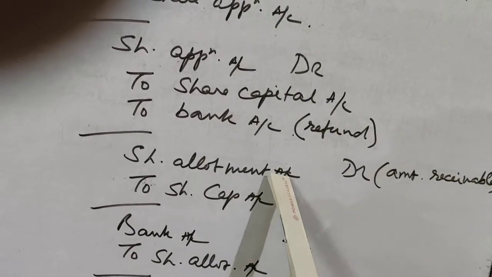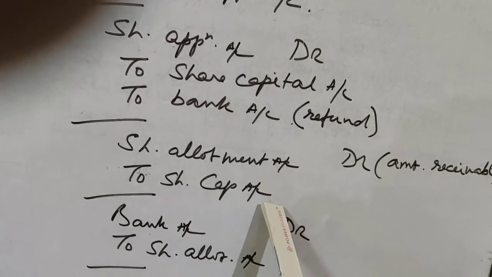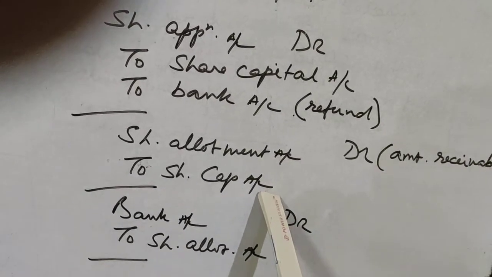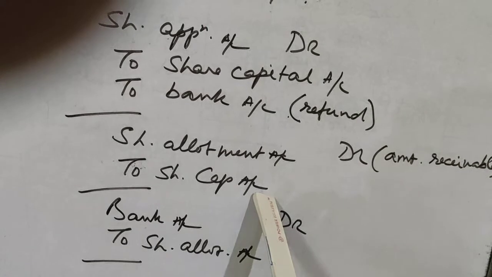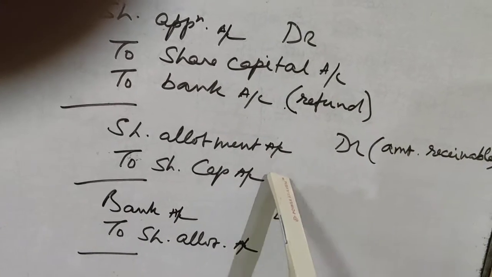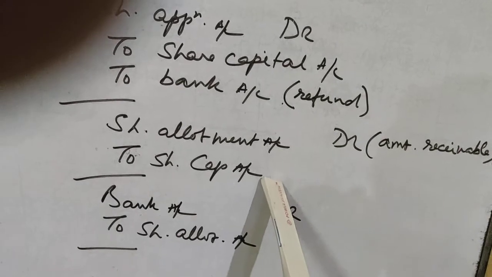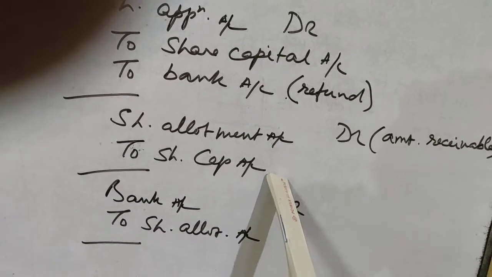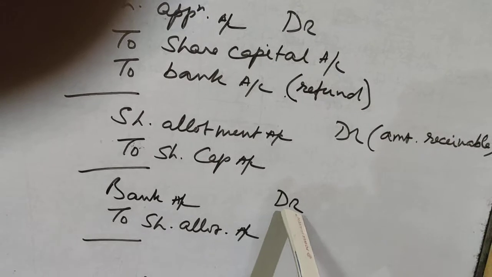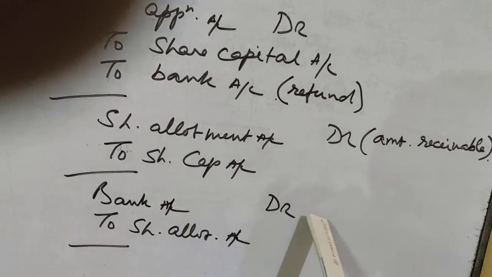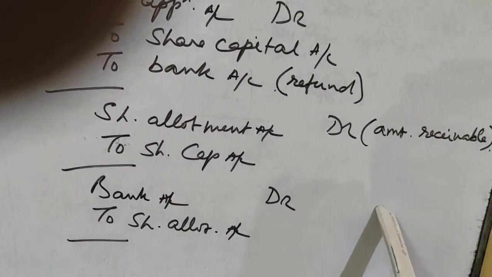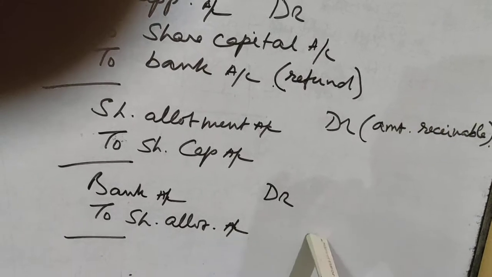So share allotment account debit to share capital. That means we are straight away transferring the share allotment money to share capital the moment the board of directors pass the resolution asking for the allotment money. Then the company will send letters to the shareholders asking for the allotment money. And when the shareholders pay the money, then the entry will be bank account debit with the actual amount received by the company to share allotment account.